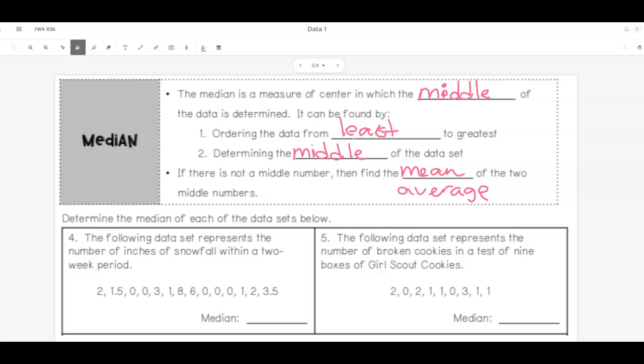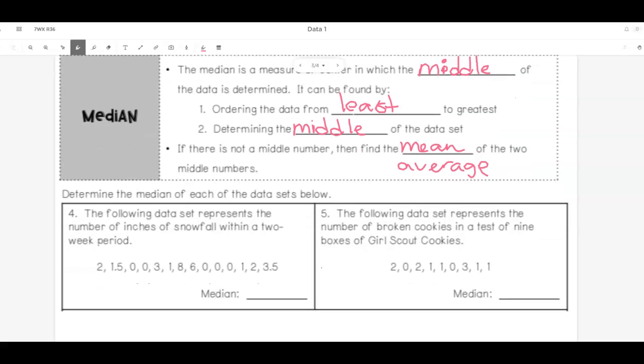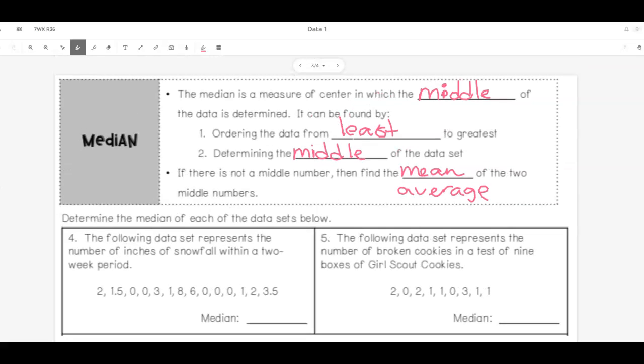Oh, I know what it is. Okay, so I don't think we have time to do this big one here. So let's do number 5. The first thing you have to do is order your numbers.